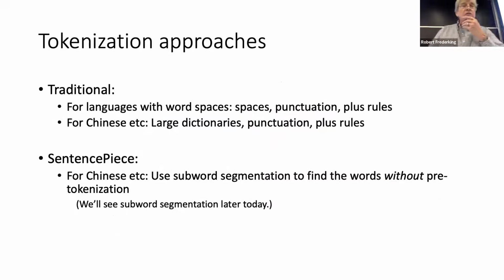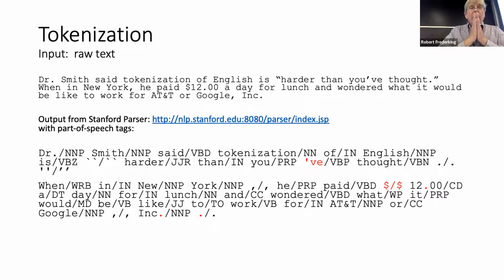the problem with tokenization, well, you worked with this already, I think, in your homework too, where you used the spaCy tokenizer to tokenize things, right? But just in case you didn't think about it, all kinds of complicated little things can happen. This is an example of the Stanford tokenizer. If the input is like, Dr. Smith said tokenization in English is, quote, harder than you've thought, unquote. When in New York, he paid $12 a day for lunch and wondered what it would be like to work at AT&T or Google Inc., right?